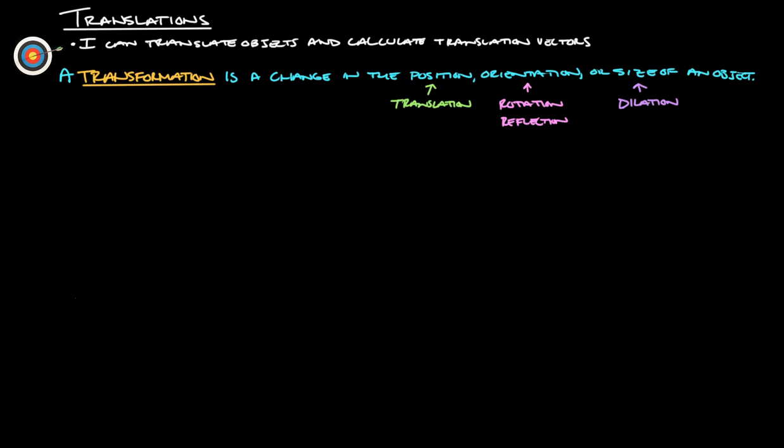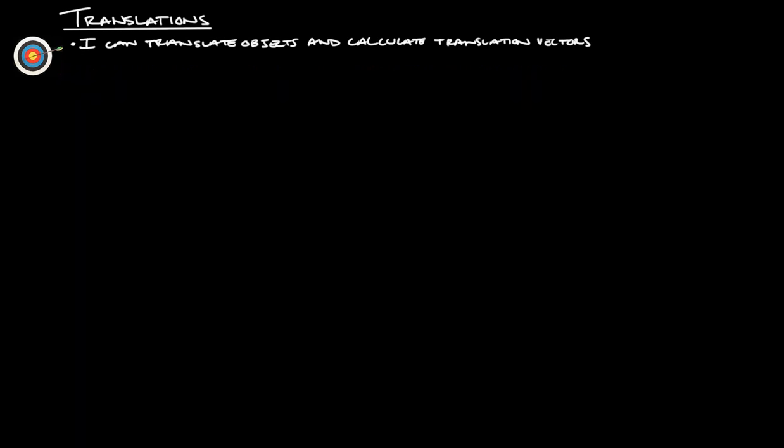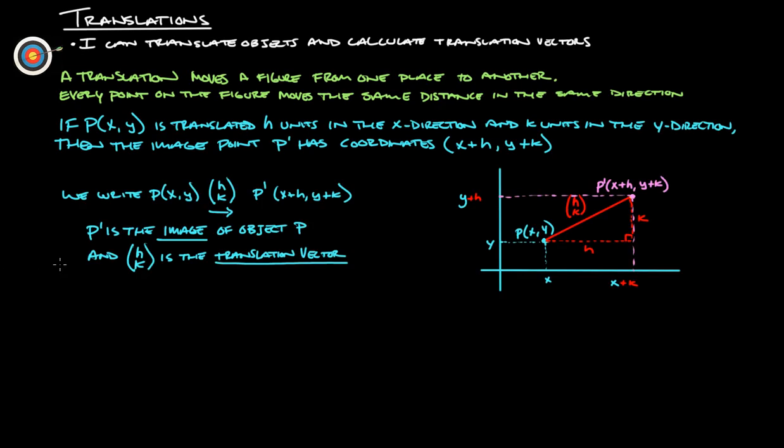something. Okay, so with that, when a transformation is performed on an object, the result is called the image. The original is actually called the pre-image. So you have the pre-image and the image. Okay, so let's take a look at some more important stuff here.